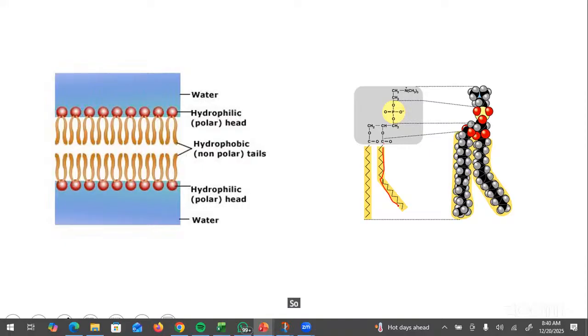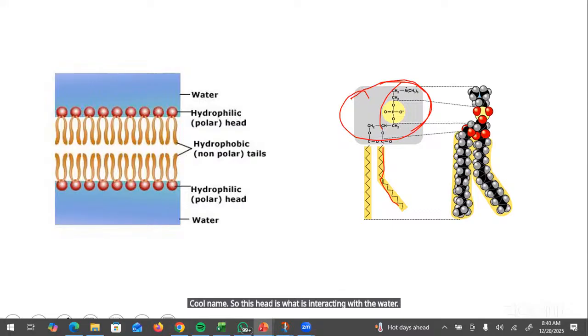So now you can see the nature of the phospholipid in our system. What we have here is a phosphatidylcholine. So this head is what is interacting with the water, while this tail is what is forming the hydrophobic core of the plasma membrane.